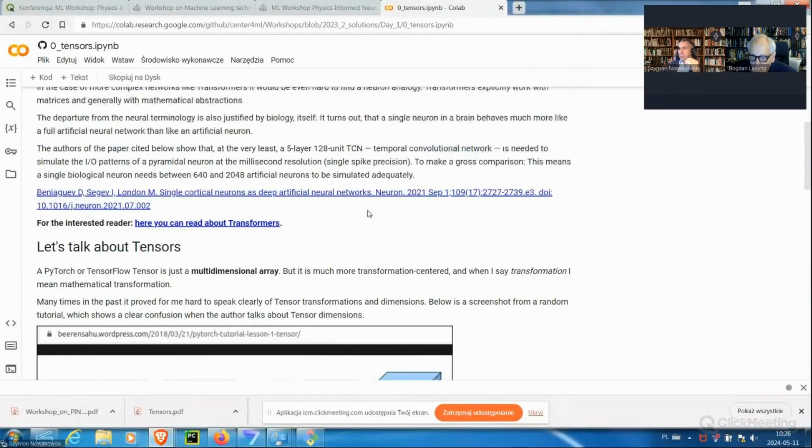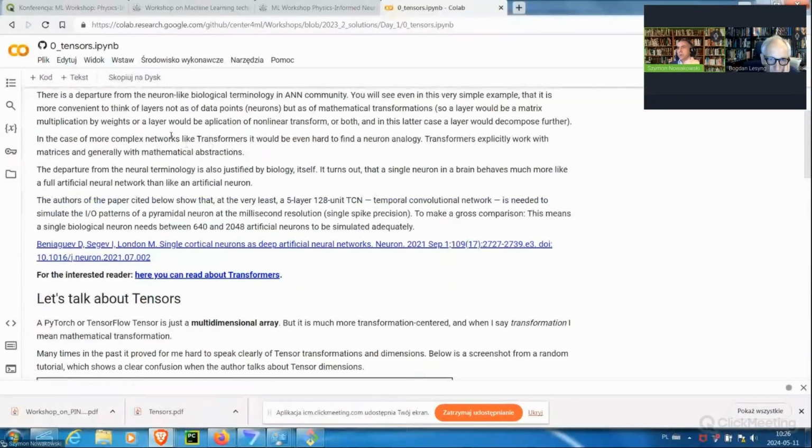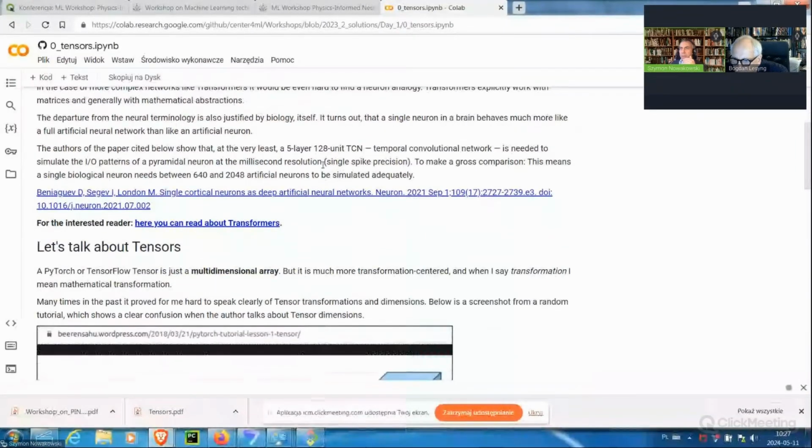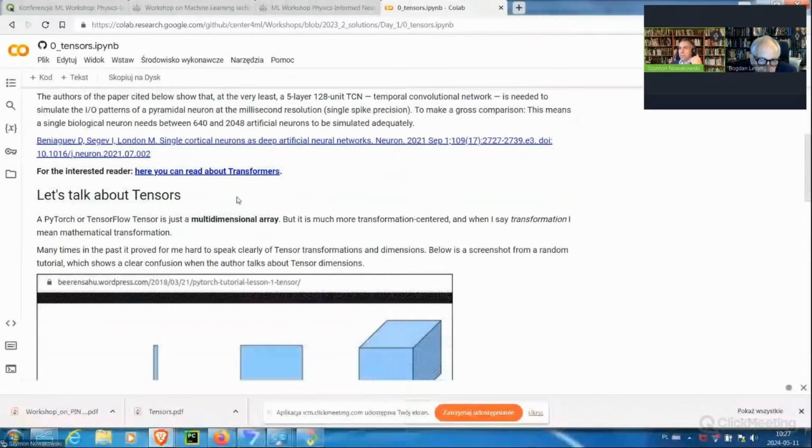Now when those artificial neural networks evolved into more complex architectures like transformers or diffusion processes or flow processes, it started to make sense to call them tensors, because these are not like multidimensional arrays from the computer science point of view. Rather, they behave like mathematical objects, tensors. So nowadays, I am totally convinced that it makes sense to call them tensors.